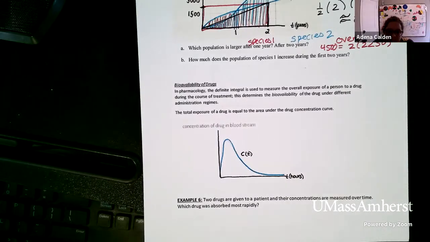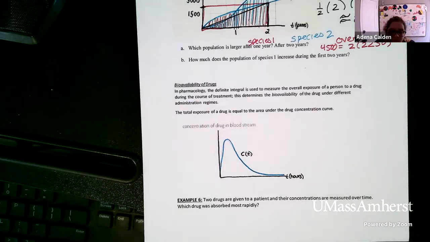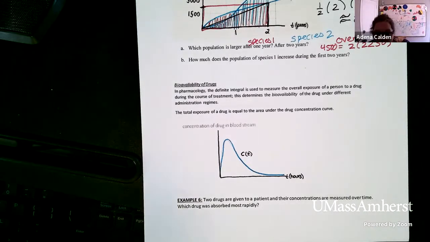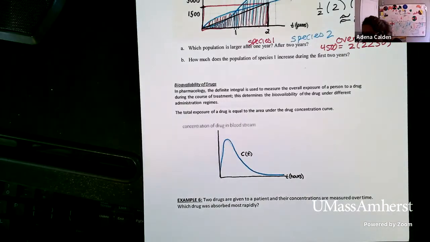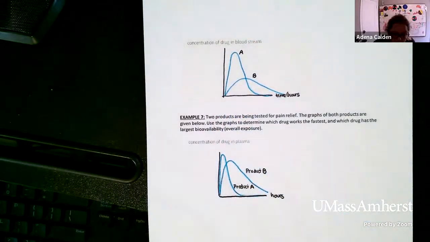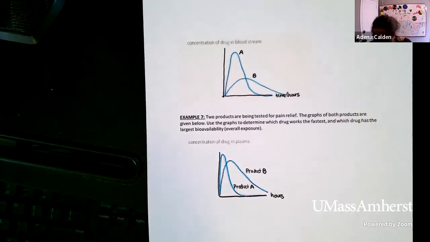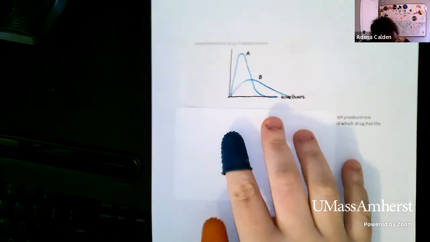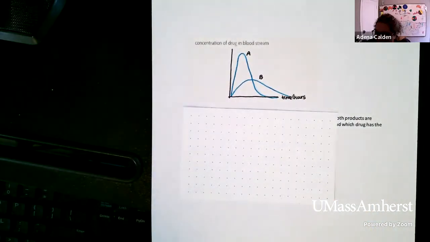So for the example we're going to look at, we're going to say 2 drugs are given to a patient and their concentrations are measured over time. And the question is, which drug was absorbed most rapidly? So what you're going to be doing is looking at this picture with drug A and drug B, which is giving you the concentration of the drug in the bloodstream. And we're trying to figure out which is absorbed most rapidly.